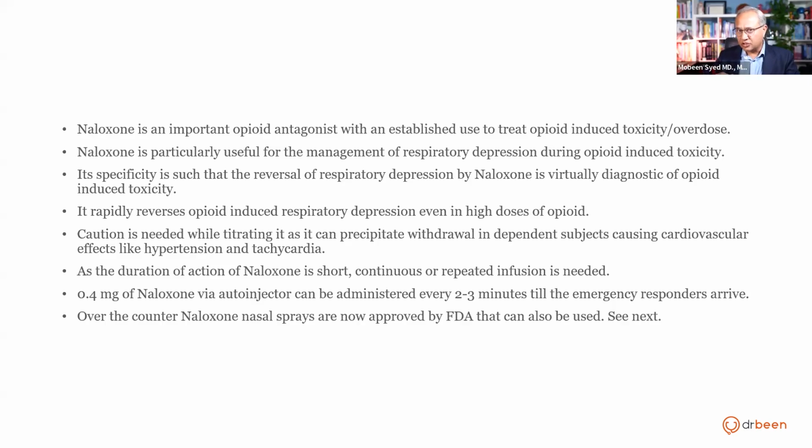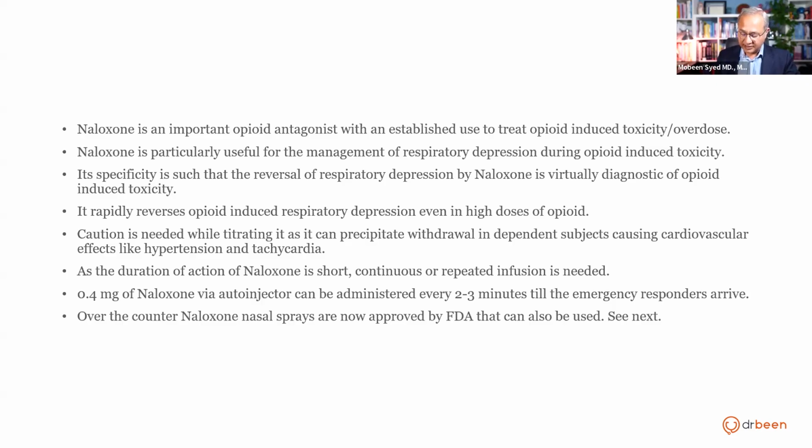As the duration of action is short, and we did this discussion last time, its half-life is about an hour, but clinically efficacious duration is even shorter. So as the duration of action for naloxone is short, continuous repeated infusion is given. If a person with the opioid overdose is in the hands of emergency responders, they add an infusion, and they can continue to give an infusion of naloxone. On the other hand, at home, the nasal spray or the auto injector can be repeatedly used. So 0.4 milligram of naloxone via auto injector can be administered every 2 to 3 minutes till the emergency responders arrive.